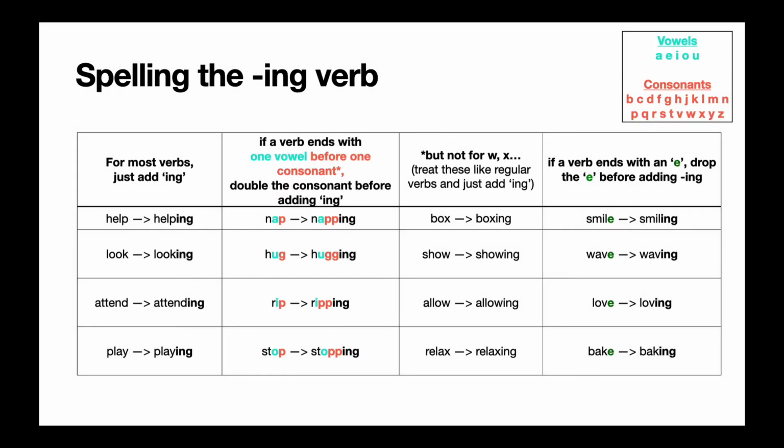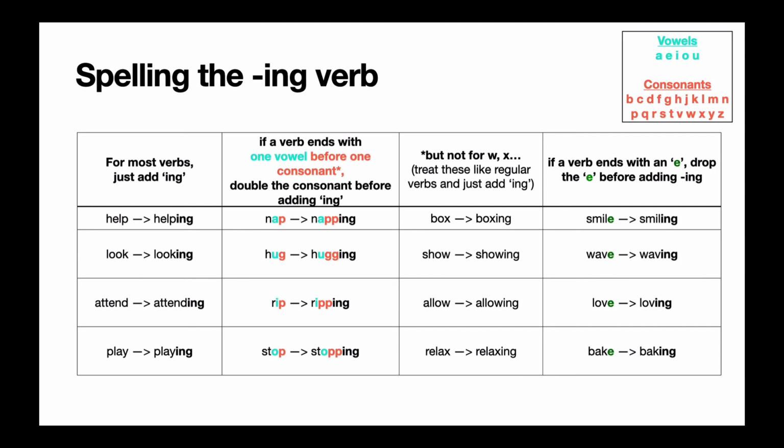Now we'll talk about how we spell the ing verb because there are some rules. And you might remember some of these when we learned the simple past because a lot of these are the same rules for how we make the ed simple past form. So with the ing verb, the gerund verb, for most verbs we just add ing. So in this first column, help becomes helping, just add the ing. Look becomes looking, attend becomes attending, play becomes playing.